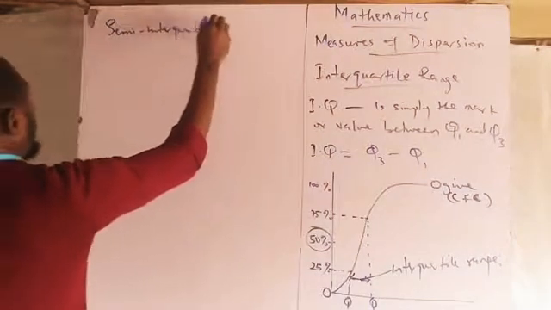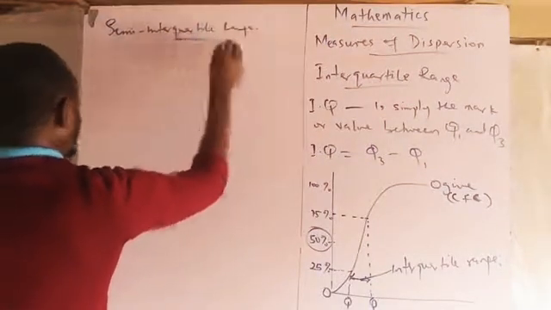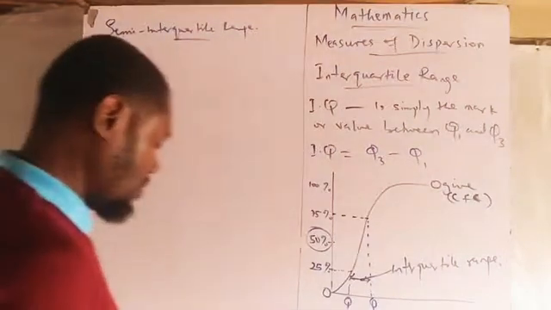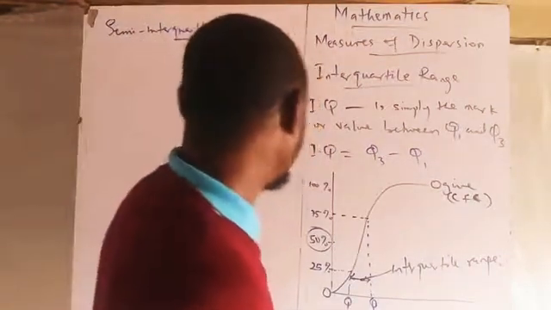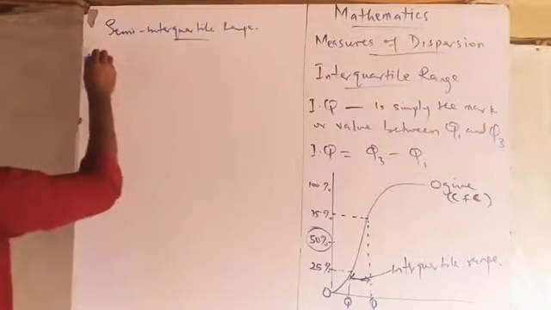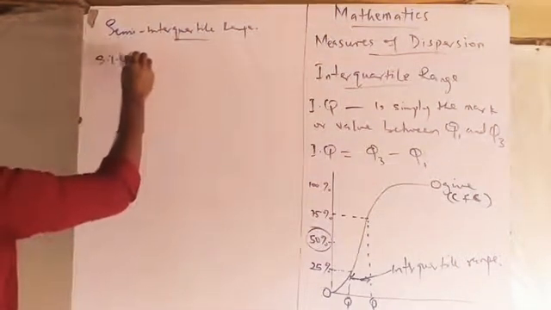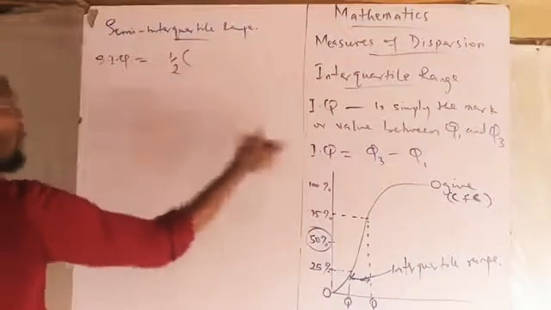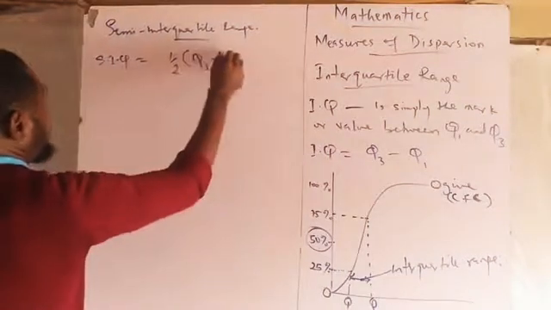The semi-interquartile range is simply half of the interquartile range, that is, half of Q3 minus Q1.